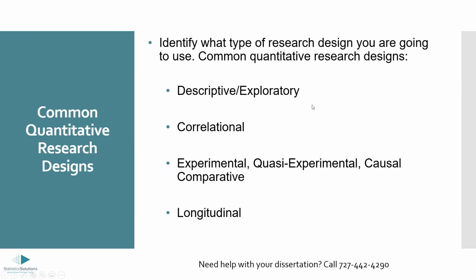Here are the 4 most common research designs I see used today in academic research. So we have descriptive exploratory design, which is maybe the most straightforward design. We have correlational designs. We have experimental, quasi-experimental, and causal comparative. Those all kind of go hand in hand. And we have longitudinal designs, which can also be lumped into experimental designs. So we will cover each of these and provide sample research questions that would go with each of these designs.